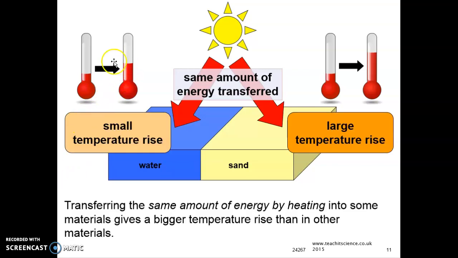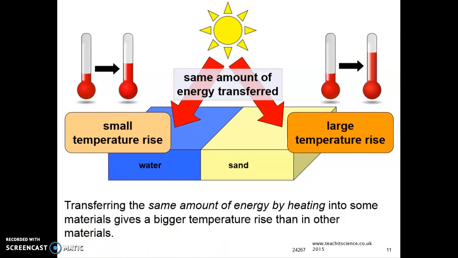No, they don't. We've got a small temperature rise of the water here after a hot sunny day, but a much larger temperature rise of the sand. That's why we can burn our feet on the sand. So transferring the same amount of energy by heating into some materials doesn't always get the same temperature rise out. So it actually depends on the material.